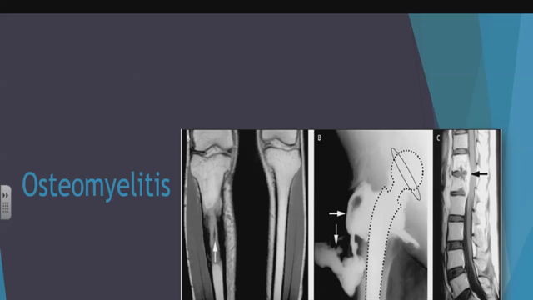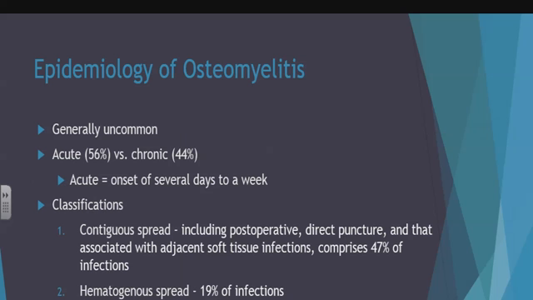Osteomyelitis. So this is an infection of the bone. It's generally uncommon, but I end up seeing it a lot in the hospital because these patients often need to be hospitalized to get intravenous antibiotics. So I encounter it a lot in my practice, but overall, in the general population, it's uncommon to have osteomyelitis. Acute osteomyelitis and chronic osteomyelitis occur almost at the same percentages.